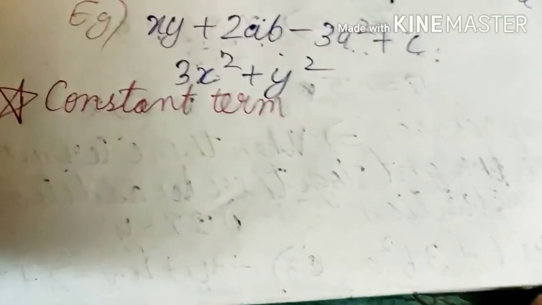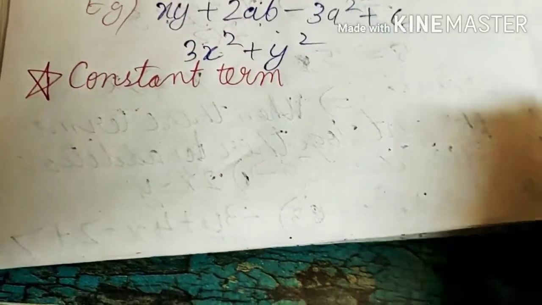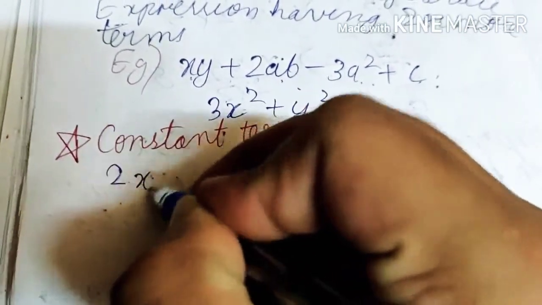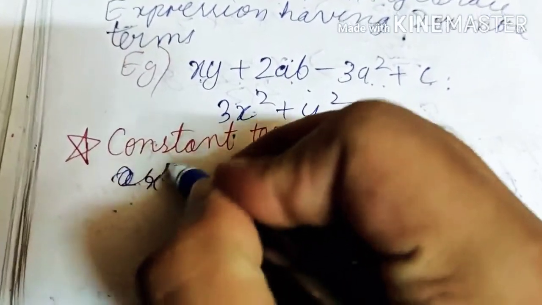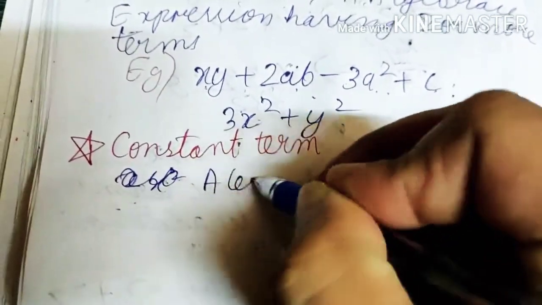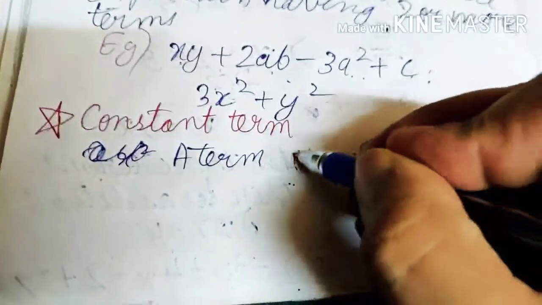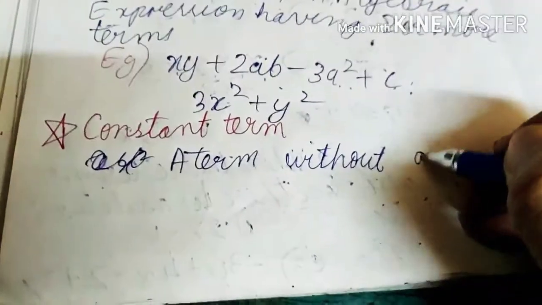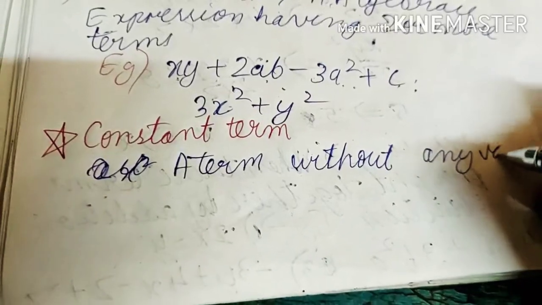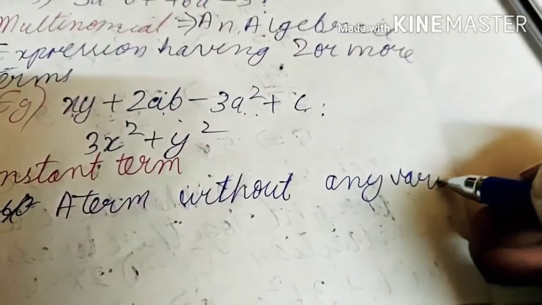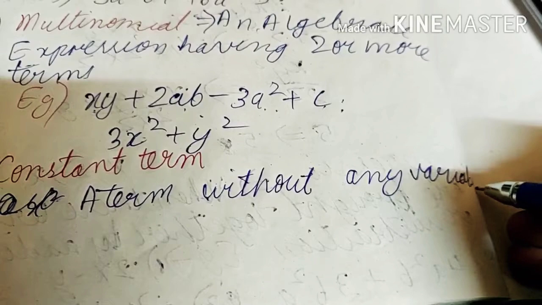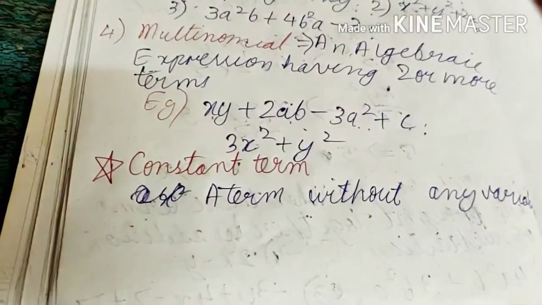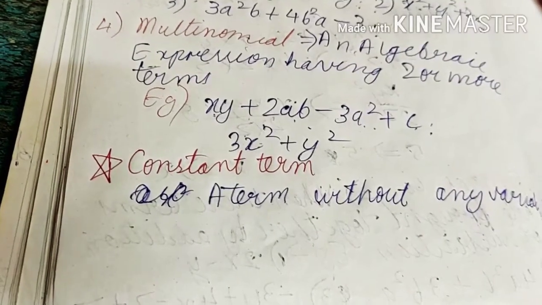Our next thing here is a constant term. What does a constant term mean? Like we are given 2x square. First of all, a constant term is a term without any variable. Okay, there is no variable in it. Variable means x, y or z something, or a, b, c, any alphabet. A term without alphabet is a constant term.